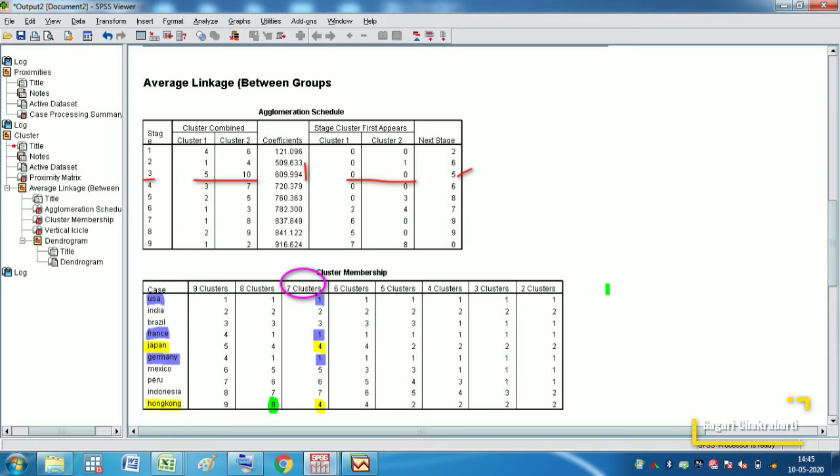At this stage, we have 7 clusters: the European plus the US market in cluster 1, the Asian market in cluster 2, and the 5 individual clusters.